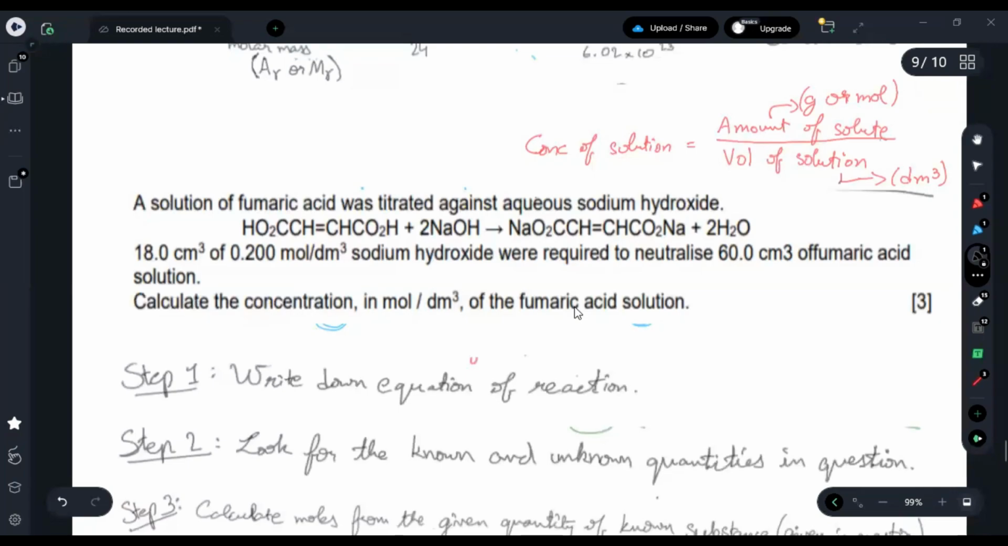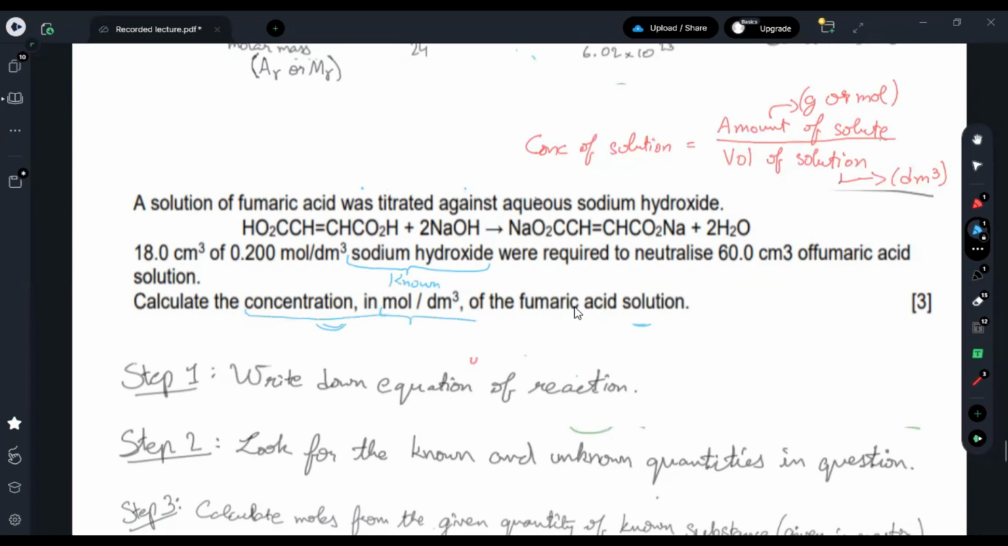So now if we are marking it down, this sodium hydroxide is what is known in our case, and this fumaric acid is what we have to find. That is actually the concentration of the fumaric acid, which is unknown, and this is what we have to find. So this sodium hydroxide is known. I've circled it over here in the equation. And here is the sodium hydroxide. We are given the volume and we are given the concentration.